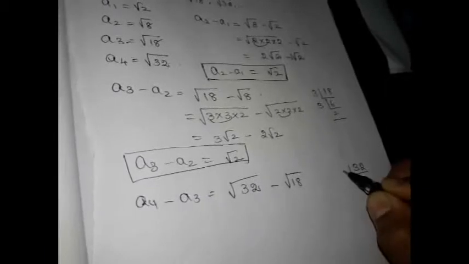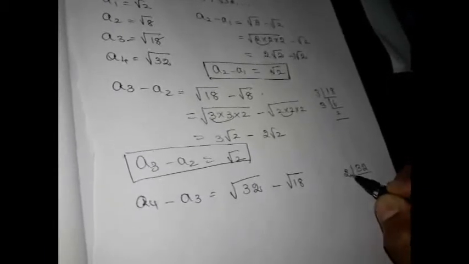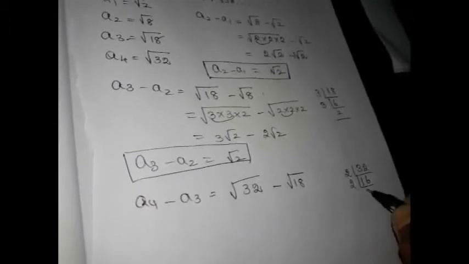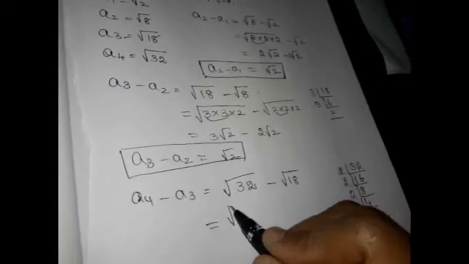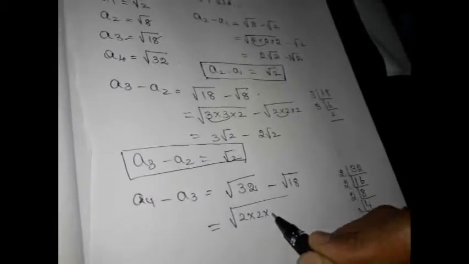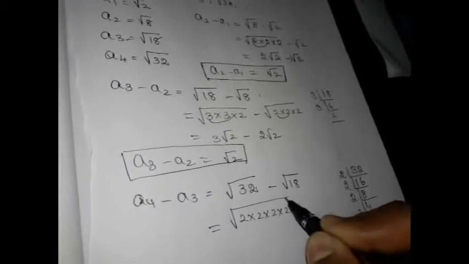Now let us find what is 32. Shall we start with 2? 2 16s are 32, then 2 8s are 16, 2 4s are 8, then 2 2s are 4. So 32 can be written as 2 into 2 into 2 into 2 into 2, 5 times 2. 2 power 5 is 32, right?